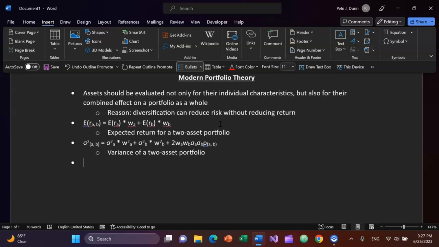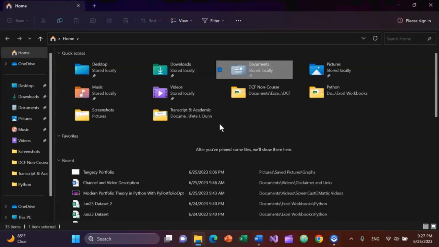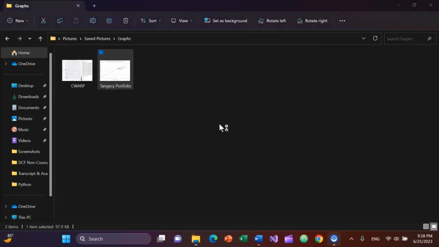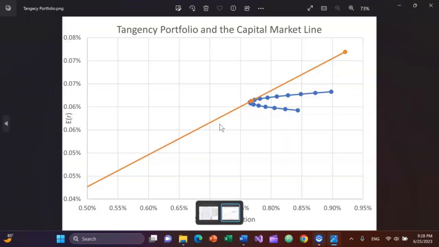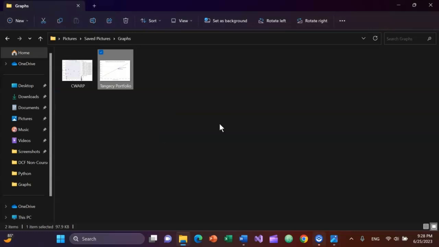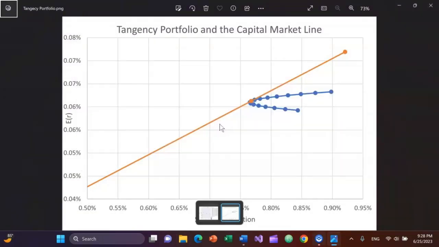And let me show you what this actually looks like in practice. Open my File Explorer, Windows key 1, picture, arrow over, and I will go to graphs. And you can see here, this is what it actually looks like. There's the risky investment set, which is the blue curve, different weights of two assets, expected return on the vertical axis, standard deviation on the horizontal axis. While we're at it, Alt-Tab to get back to the File Explorer, Alt-F4 to close it. It's an important shortcut to know.